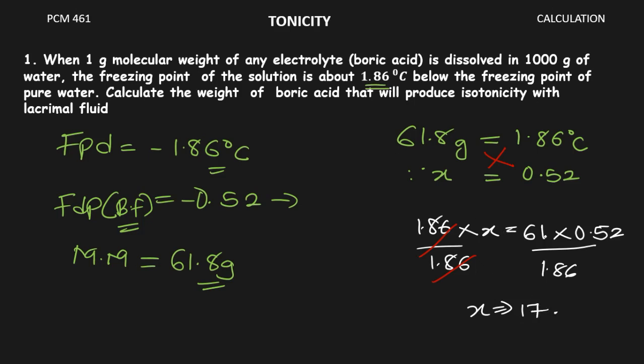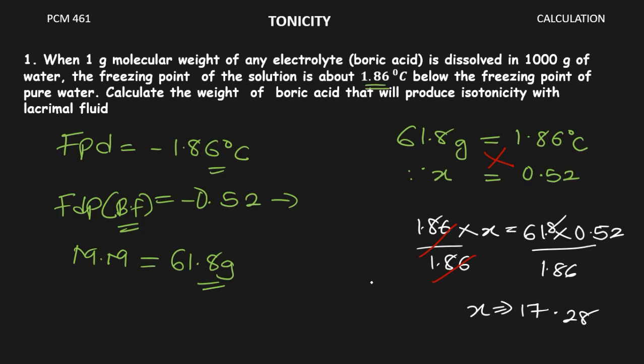17.05. Okay, this is supposed to be 61.8. So if you do that, you're supposed to get 17.28, right? 61.8 times 0.52 divided by 1.86. 17 point what? 17.28. All right? So that is that. So this one gave us 17.28.